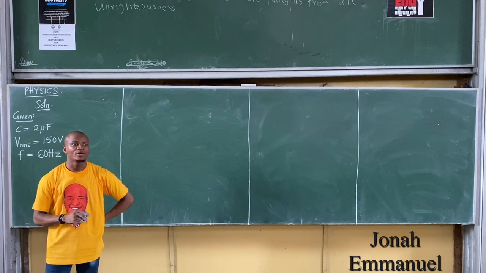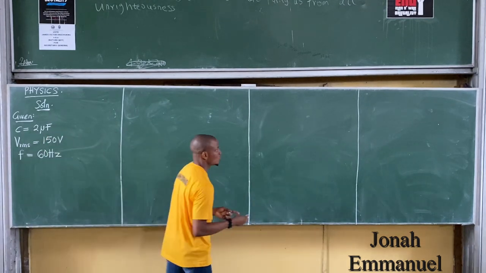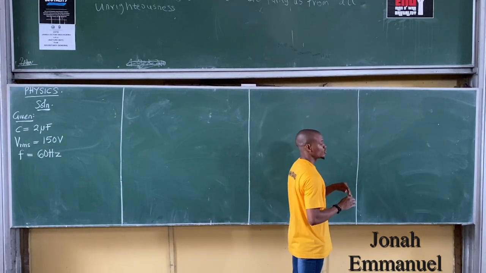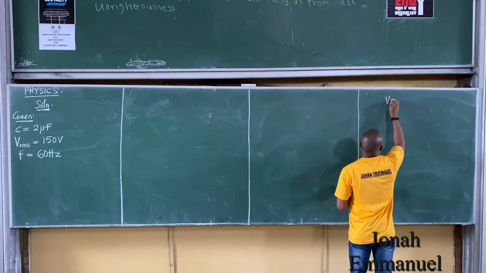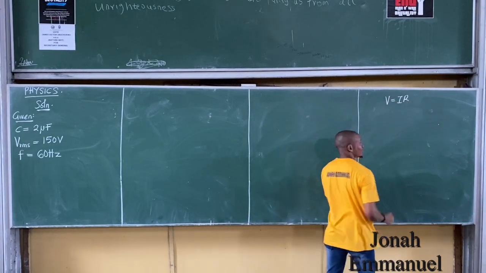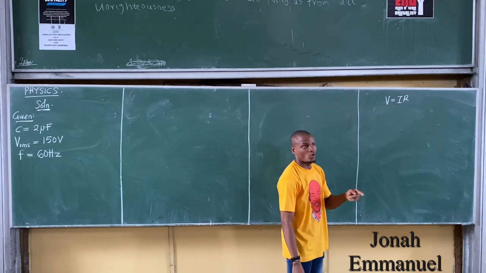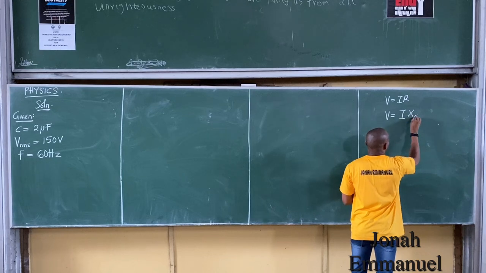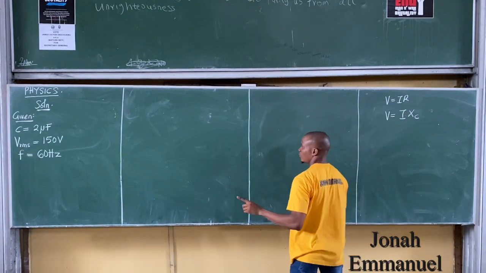Look up. This is a circuit containing a capacitor and AC. For a circuit containing AC, what do I know? If I apply Ohm's law to a circuit having a resistor, it will be V equals IR. This is for the resistor. When it comes to an AC circuit having a capacitor, V is equal to I times XC.